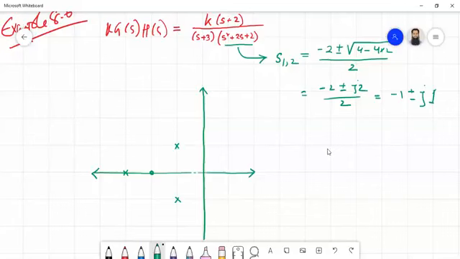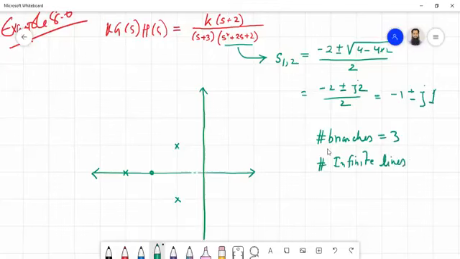So let us go with the whole root locus. The first point is how many segments you should have. We should have 3 segments or 3 branches. So branches will be 3. How many infinite lines will we have? Infinite lines will be 3 minus 1, so basically 2.